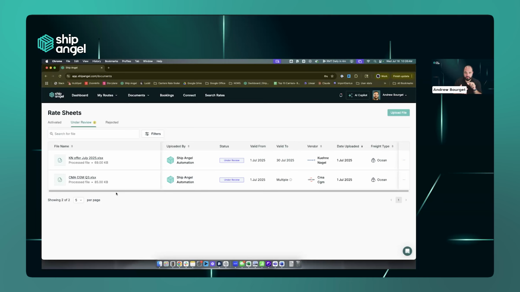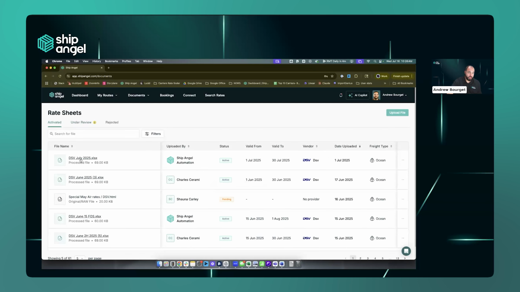Did ShipAngel do it right? The question is more so, did my provider give me the rates I expected? Or how do those rates compare based on what they did send me? And so inside the ShipAngel Amendment Guard, I have two files here. One is a Kuehne+Nagel offer for some rates, and another is a CMA CGM rate sheet for Q3.